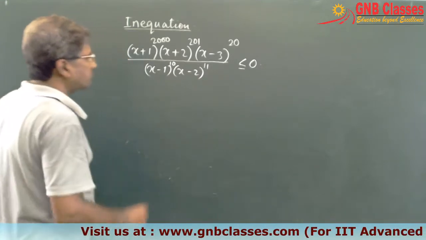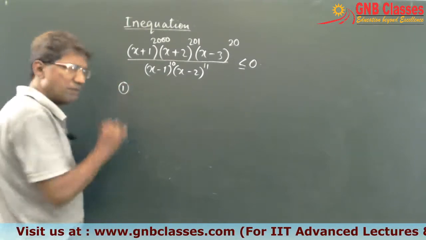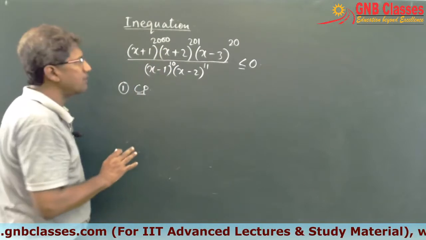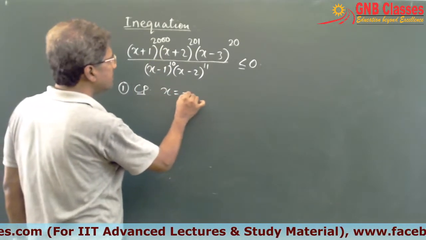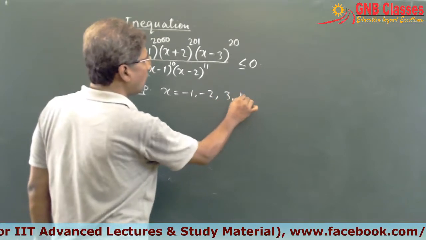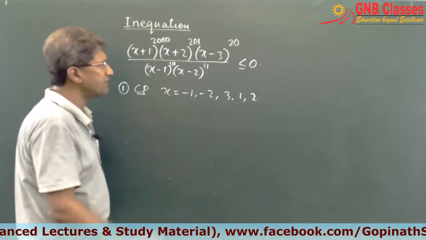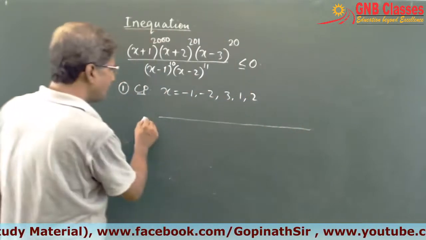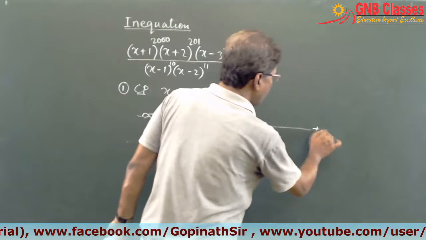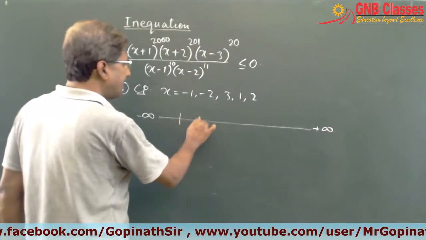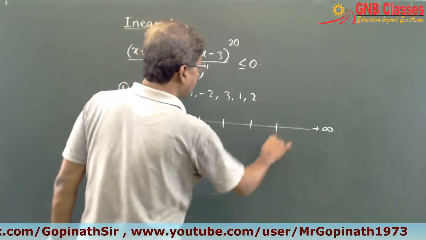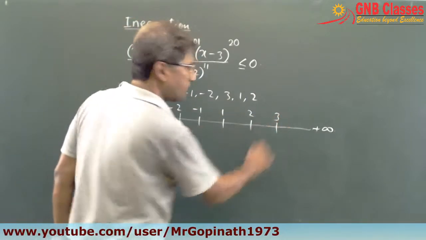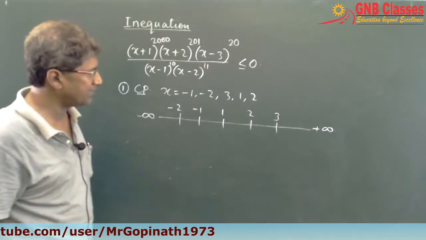Okay. Now, first thing, remember it. Again, you find out the critical points in this kind of sums. So what are the critical points? -1, -2, 3, 1 and 2. You know how to find out the critical points? Right. Now all you do is, on a number line, you put the critical points in the ascending order. So I will write here -2, -1, 1, 2 and 3, right? Till this, it's okay. It's same.